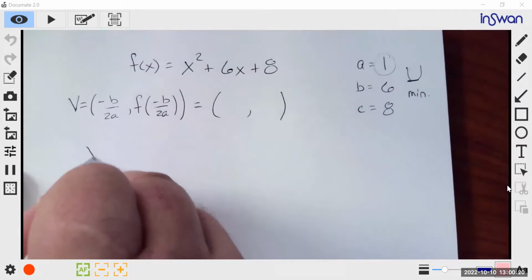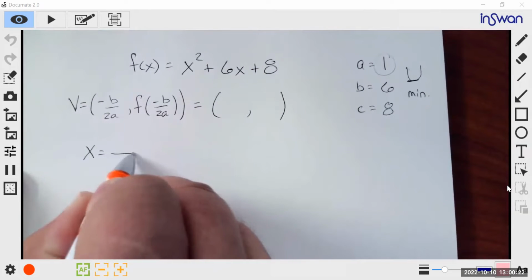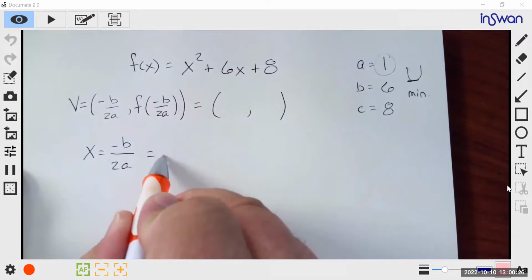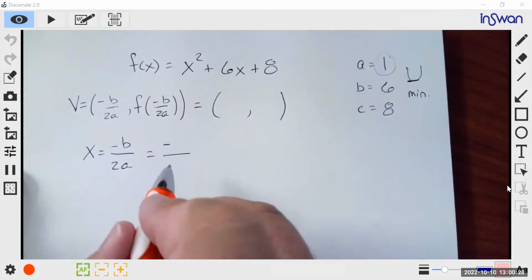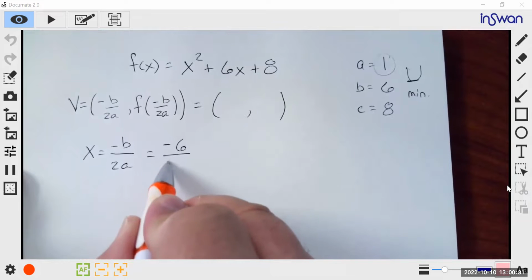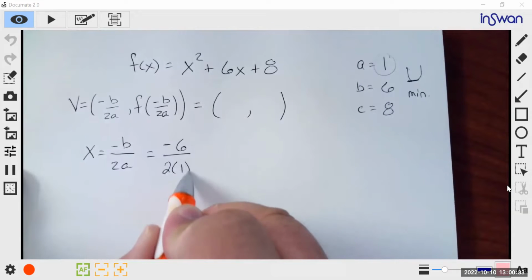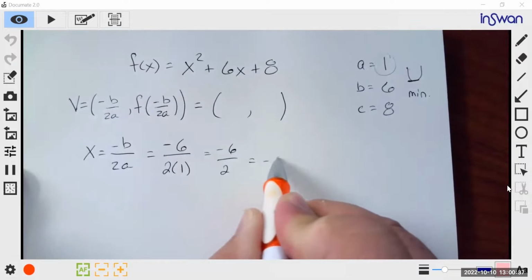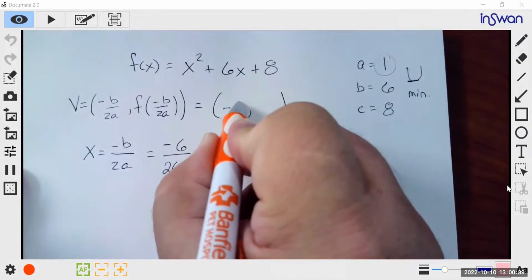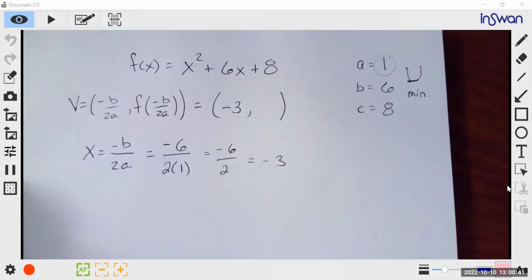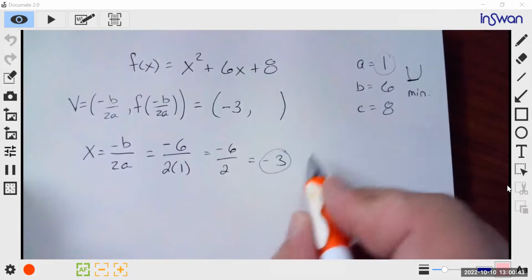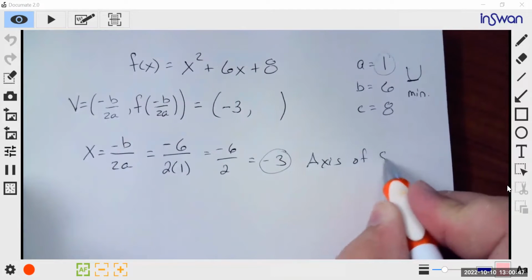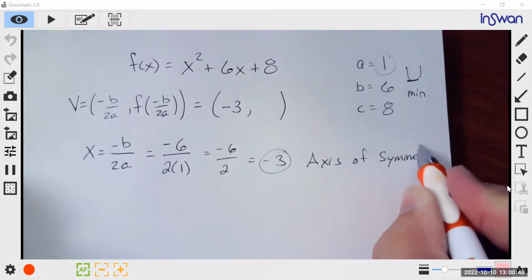So the x value is negative b over 2a. What's b? 6. What's a? 1. So negative 6 over 2 is negative 3. So this is also our axis of symmetry.